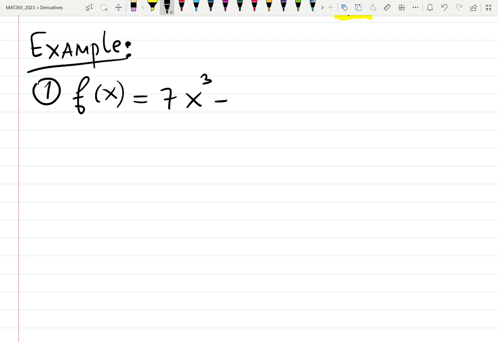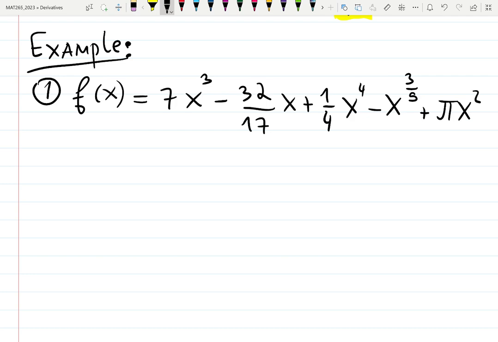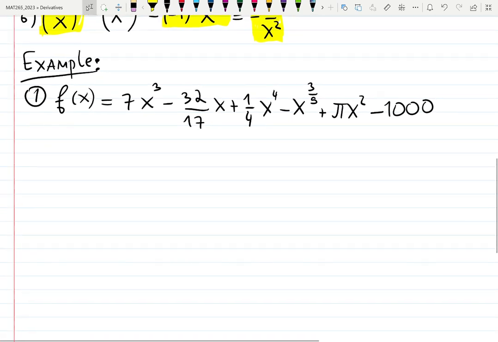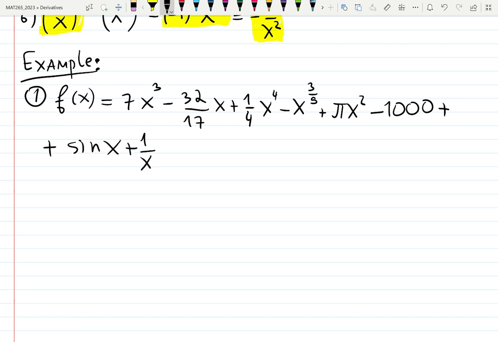7x cubed minus 32 over 17x plus 1 quarter x to the 4 minus x to the 3 fifths plus pi x squared. It keeps going. Minus 1,000. It keeps going. Plus, let me just move it somewhere. Plus sine x, because why not? Plus 1 over x plus 17 pi cubed. I just made it up, why not? Creative process. Okay, that's the last term.